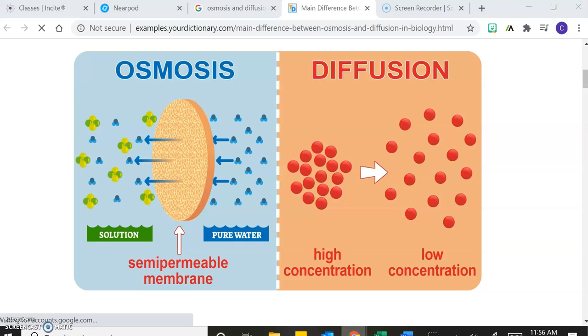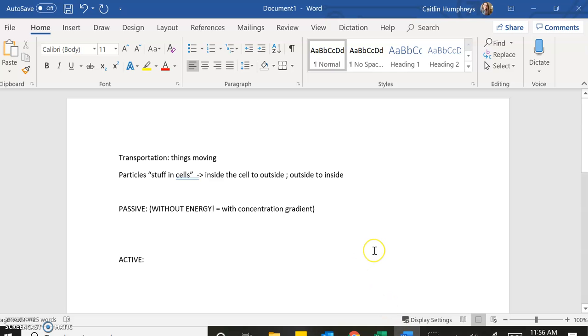So if I am in a hallway and I have a bunch of classmates outside and I only have about 2 or 3 inside that classroom, I'm definitely going to want to move from that really, really crowded hallway into that nice empty classroom. So that is moving with a concentration gradient from high to low. I go from an area where there's a bunch of stuff, like a bunch of kids in the hallway, to an area where there's not a lot of stuff, aka only about 3 kids in the classroom. So it takes me no energy to go from where everybody is to where there's not a lot of people. And that is passive.